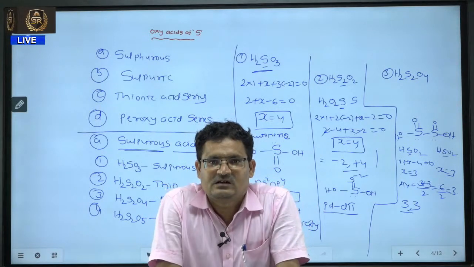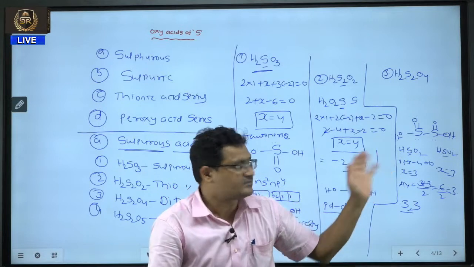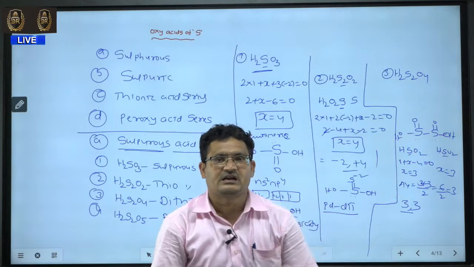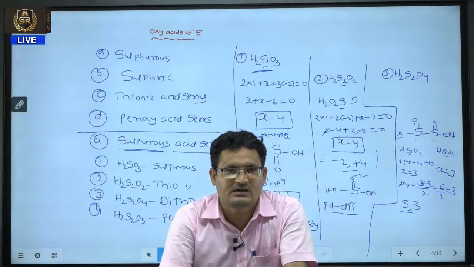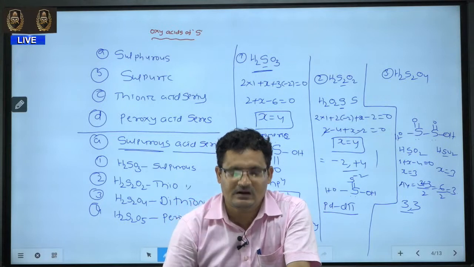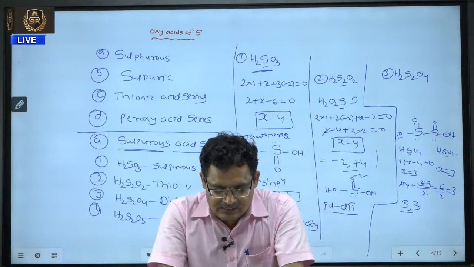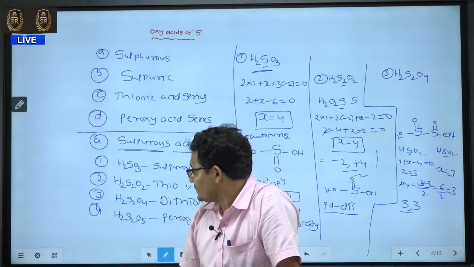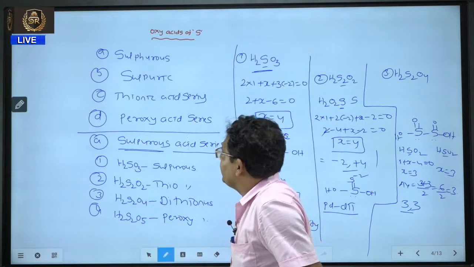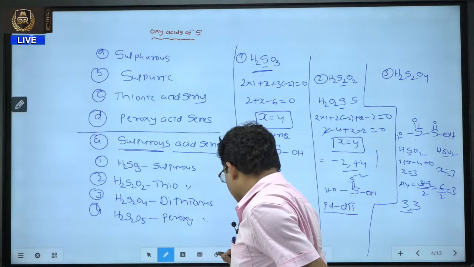Here also 2 OH, so 2 basicity. All these oxyacids of sulfur undergo sp3 hybridization. Simply, basicity depends upon the OH groups. Next after that is pyrosulfuric acid. The pyrosulfuric acid formula is H2S2O5. So what is the meaning of H2S2O5? That is pyrosulfuric acid.